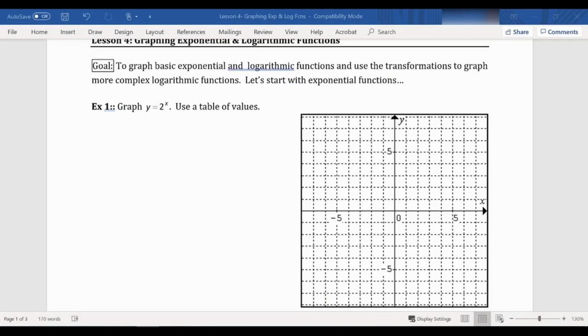Hello, everybody, and welcome to our last lesson of our chapter 7-8 chapter. We're going to be looking at graphs of exponential and logarithmic functions today.